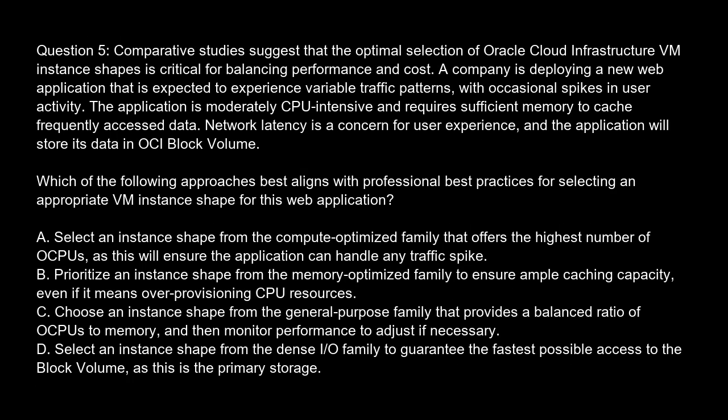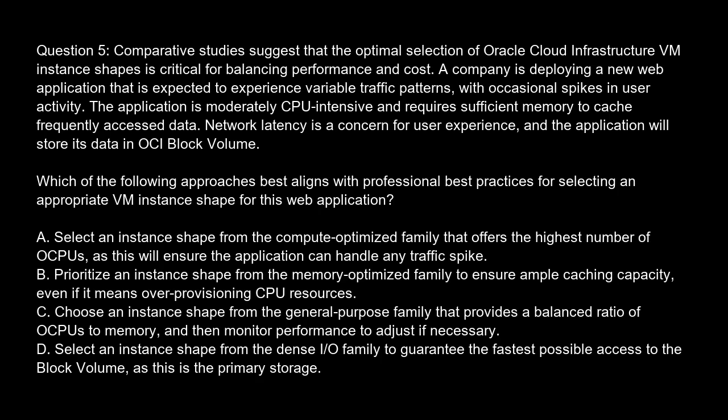Question 5. Comparative studies suggest that the optimal selection of Oracle Cloud Infrastructure (VM) instance shapes is critical for balancing performance and cost. A company is deploying a new web application that is expected to experience variable traffic patterns, with occasional spikes in user activity. The application is moderately CPU-intensive and requires sufficient memory to cache frequently accessed data. Network latency is a concern for user experience, and the application will store its data in OCI block volume.